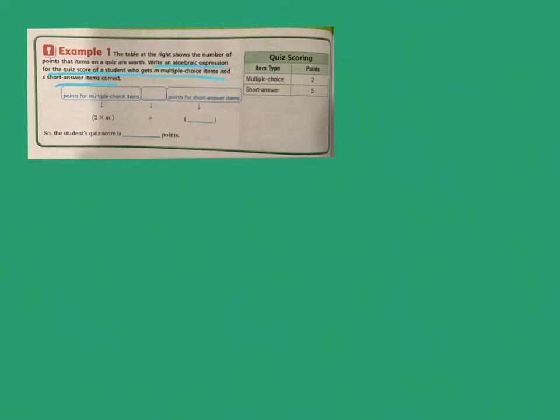And here's the information we're provided. They get 2 points for every multiple choice answer they get correct, and they get 5 points for every short answer response. Let me draw that. I have multiple choice, 2 points. And then I would add that to any of my short answers, which are 5 points each. So if I have 1 multiple choice correct, I get 2 points. If I have 2, then I have another 2 points. If I get another one, it's another 2 points.